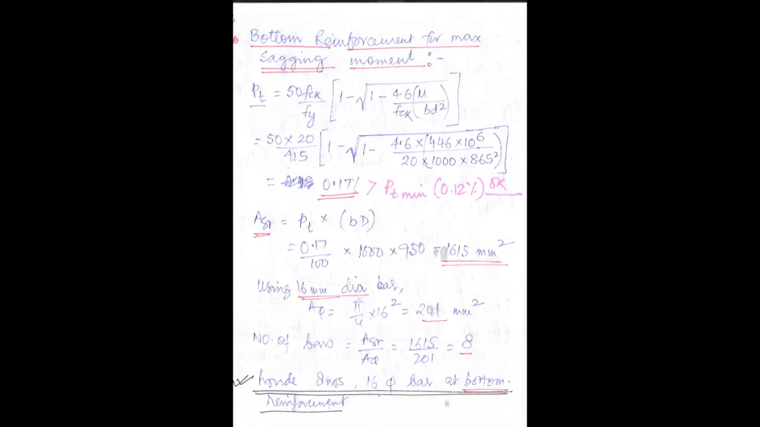So let us see, PT comes out to be 0.17%, which is again more than the PT minimum, hence it is okay. So AST comes out to be 1615 millimeter square. Now see here, the AST is a little bit less than the previous AST. Previously it was 4800 something. Here we are getting only 1615.